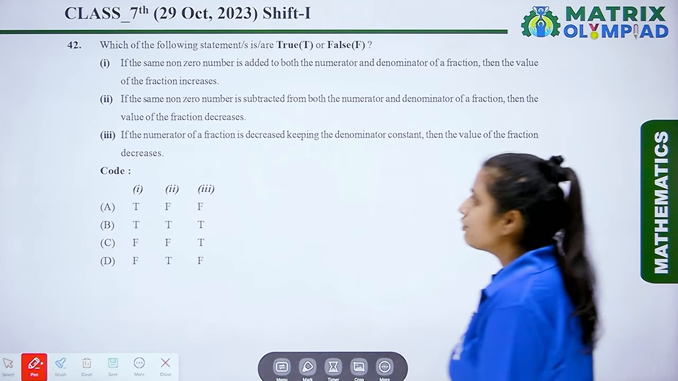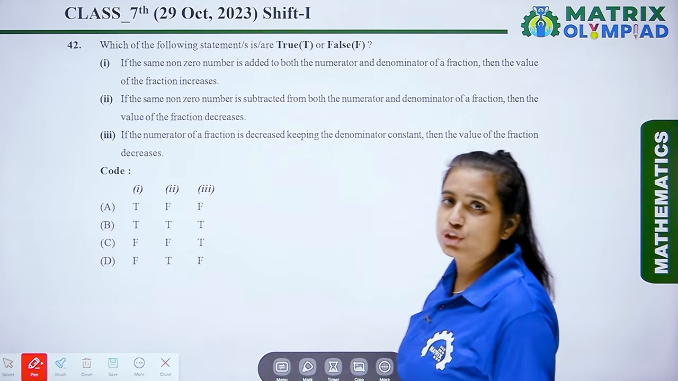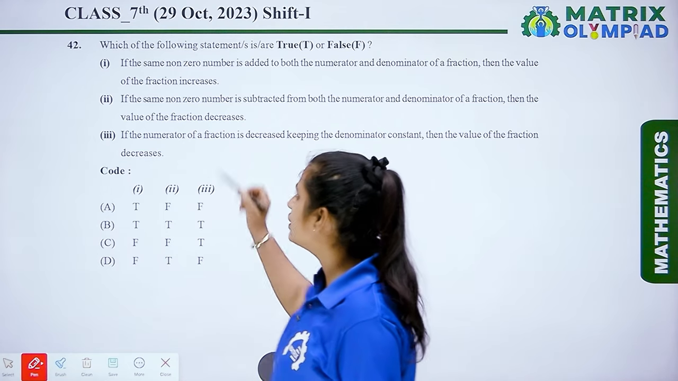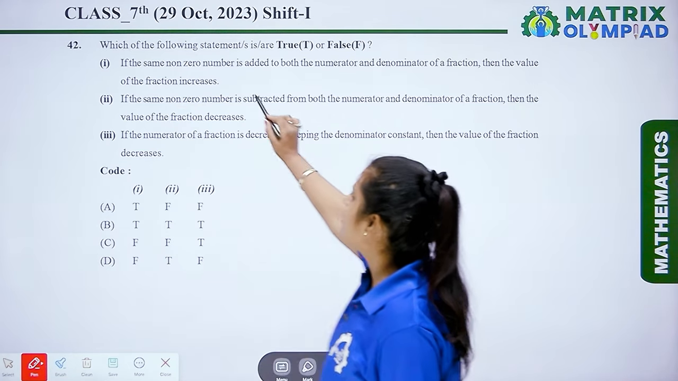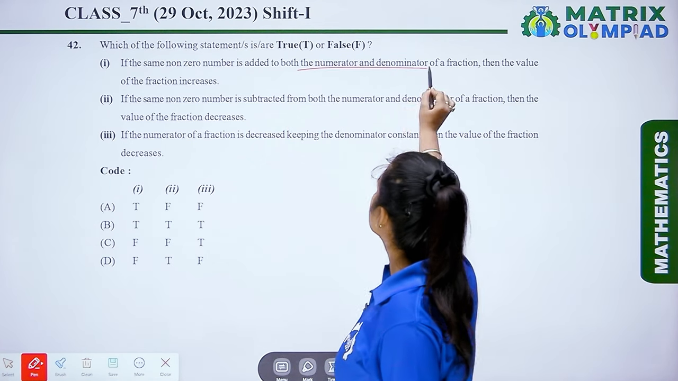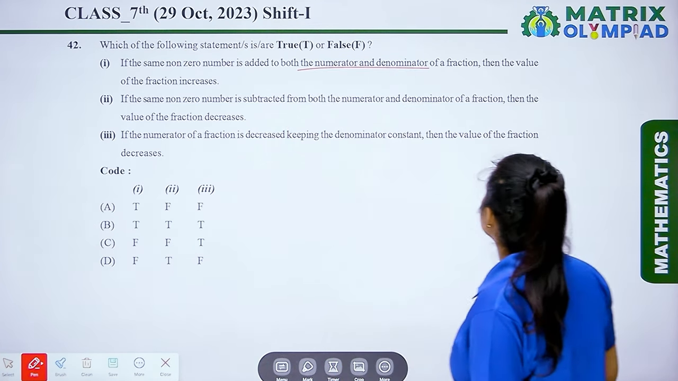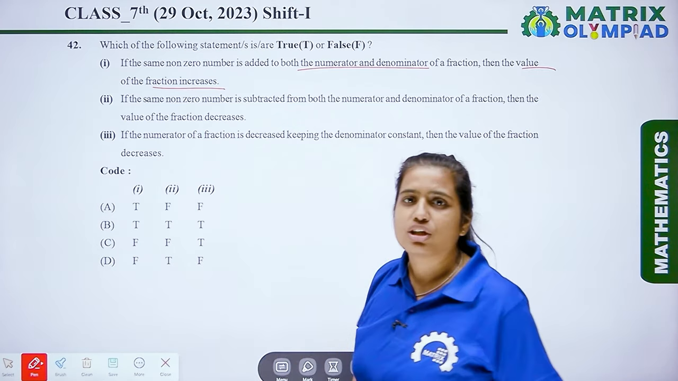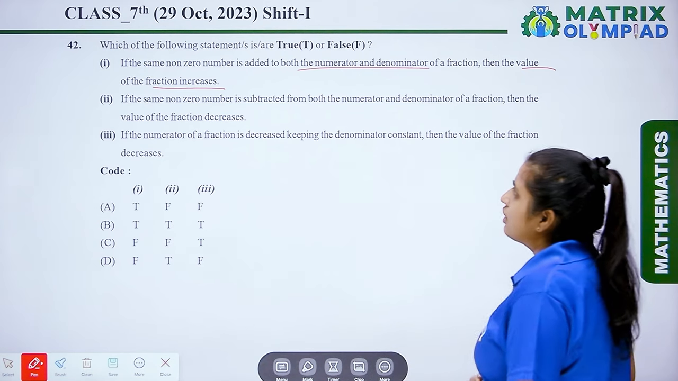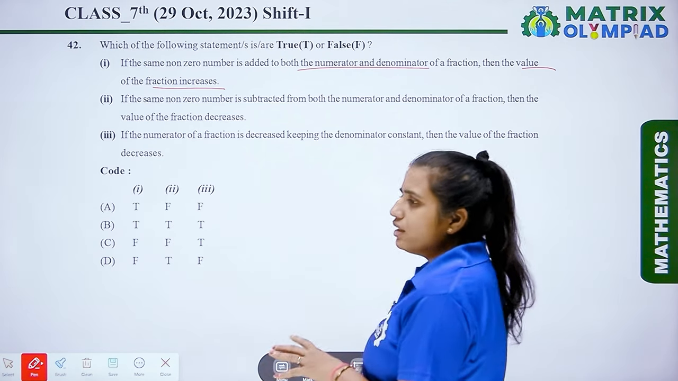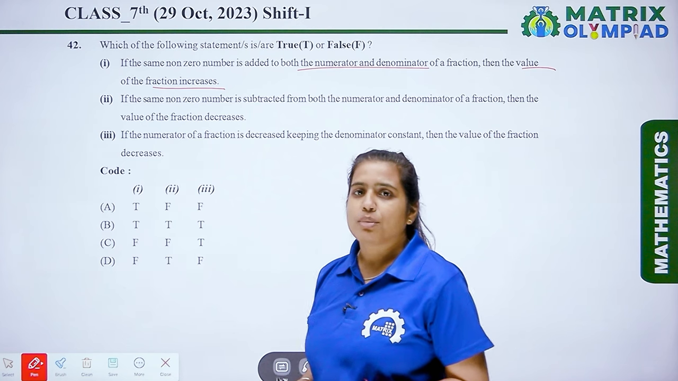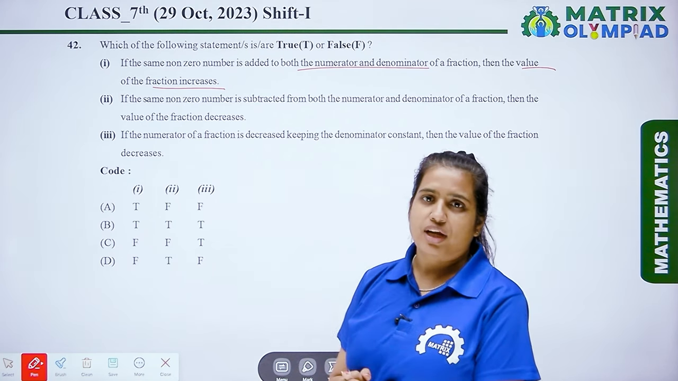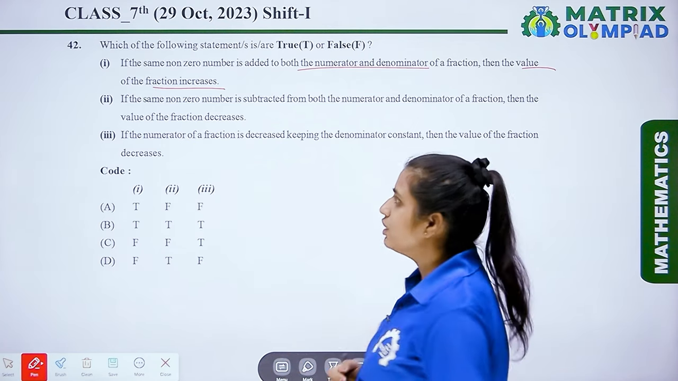Now, here in this question, we have to find out which statement is true and which statement is false out of these three statements. Let's find out. First statement is, if the same non-zero number is added to both the numerator and denominator of a fraction, then the value of the fraction increases. It means that if we add the same number in the numerator and denominator of the fraction, the value of that fraction increases after the addition of the number.